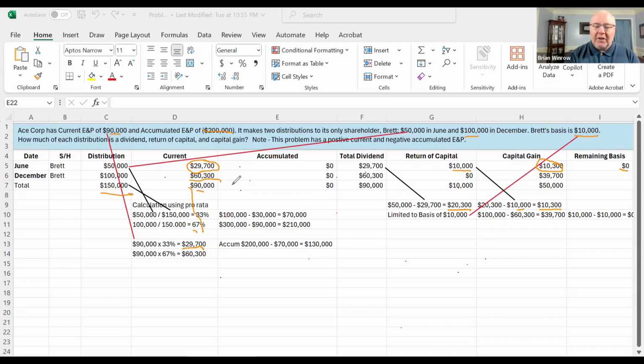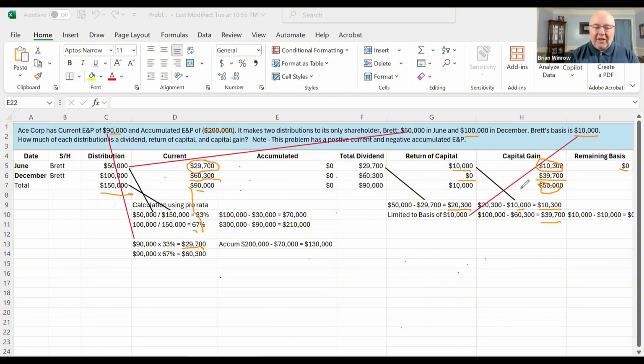All right. So let's look at this one with the December. There's a $100,000 distribution, but we've only dealt with 60,300. Well, 100,000 minus 60,300 means we still have $39,700 left. Well, we've already used all of our basis, so there can't be any more return of capital because basis is all the way down to zero. But guess what? We have our capital gain of $39,700. So a total of $50,000 is what our capital gain is.